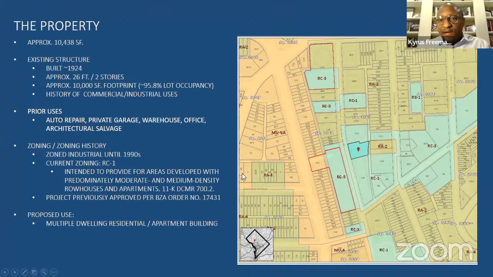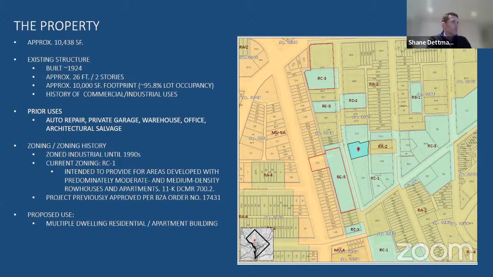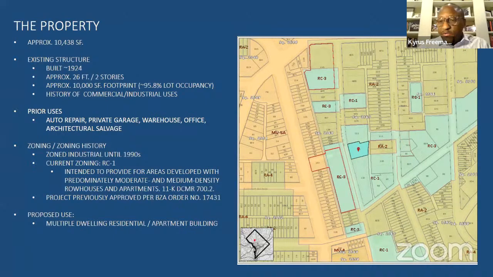So here's our site. Our site is obviously on Champlain, somewhat mid-block. I believe the building to our immediate north is the Morgan. Our property is about 10,000 square feet. It's an existing old building that was built in about 1924, 2 stories, approximately 10,000 square feet with a 95% lot occupancy. And historically, it's been used for commercial and industrial uses.